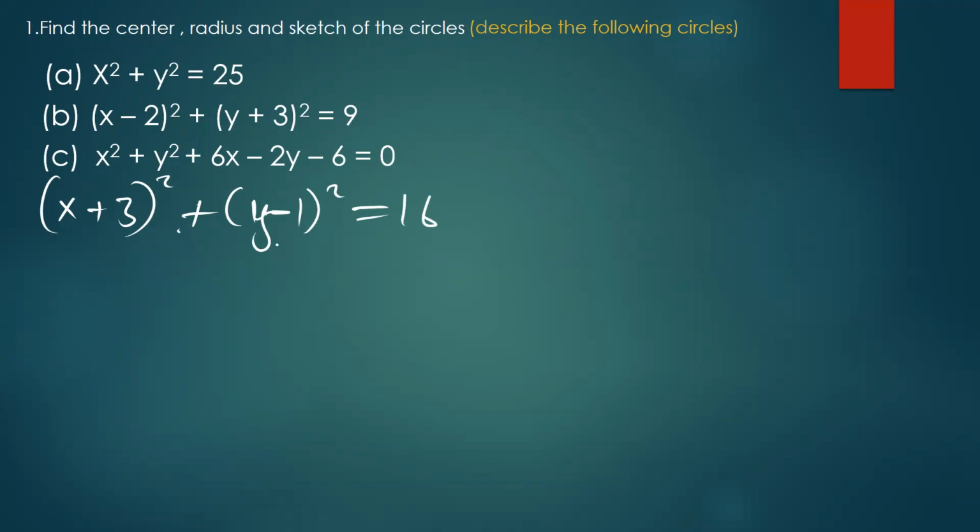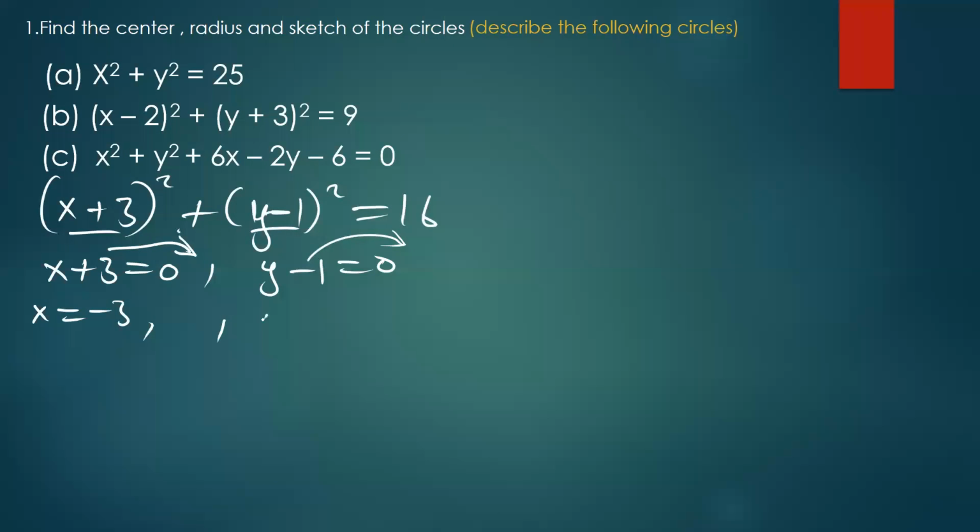So now we can describe the circle. Describing is simple. The first thing we do is find the center. How do you find the center? You equate what is in the brackets to 0. So you have x plus 3 is equal to 0, and y minus 1 is equal to 0. Then from there, you take this 3 to the other side of the equal sign, and you also take this -1 to the other side of the equal sign. So you have x is equal to -3 and y is equal to +1. The center is -3, 1.